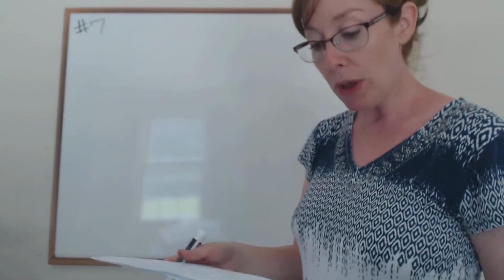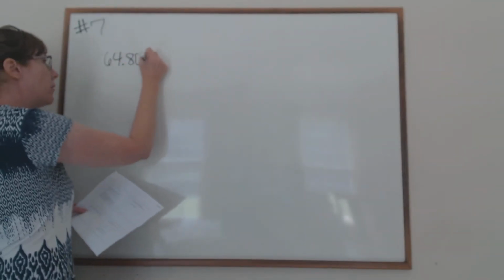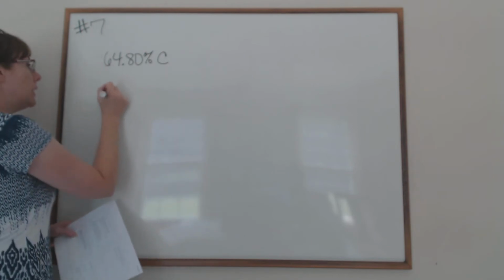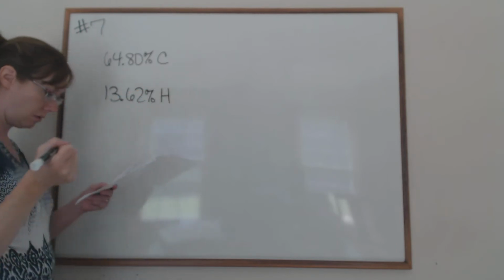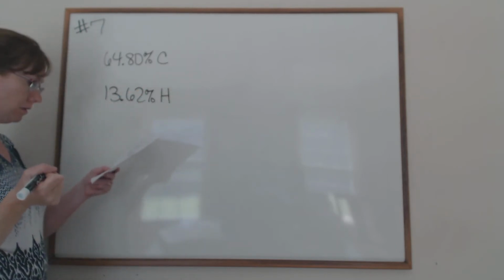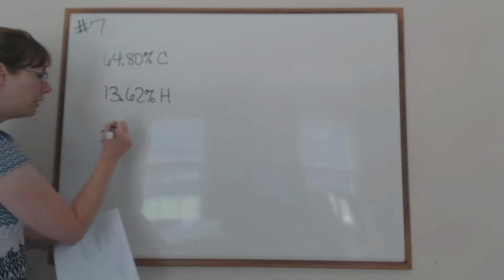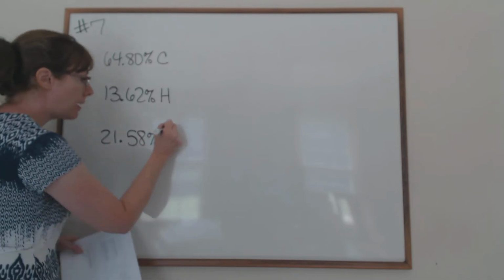Number 7, okay, a compound is found to contain 64.80% of carbon, 13.62% of hydrogen and 21.58% of oxygen by mass.